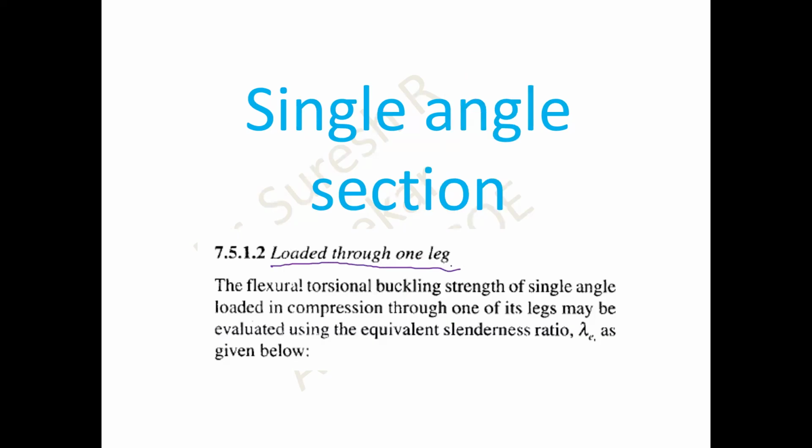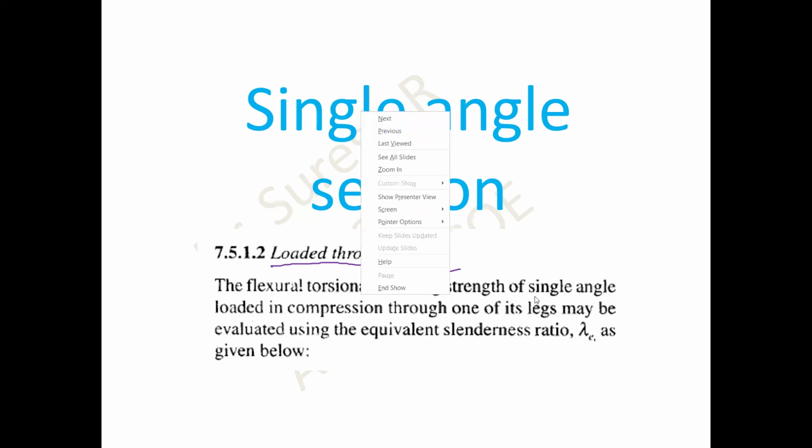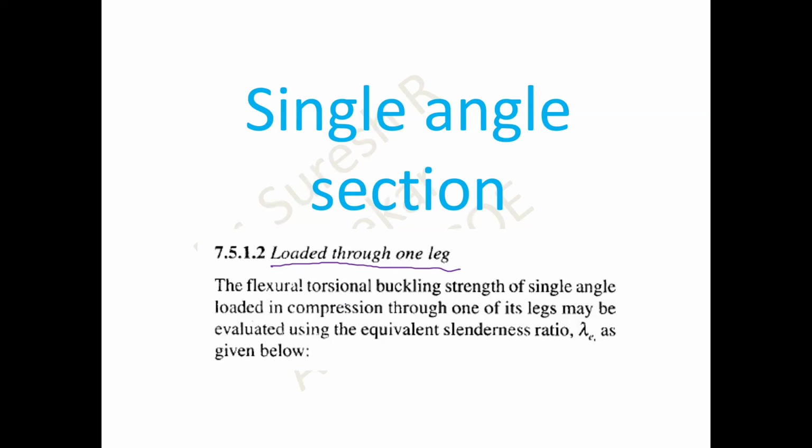It is loaded through one leg only. Only that we are going to consider while we determine the design compressive stress. Now it is very clearly mentioned over here, the flexural torsional buckling strength of a single angle loaded in compression through one of its legs. And generally we are going to load a single angle with one leg only, and therefore we have to find lambda E.